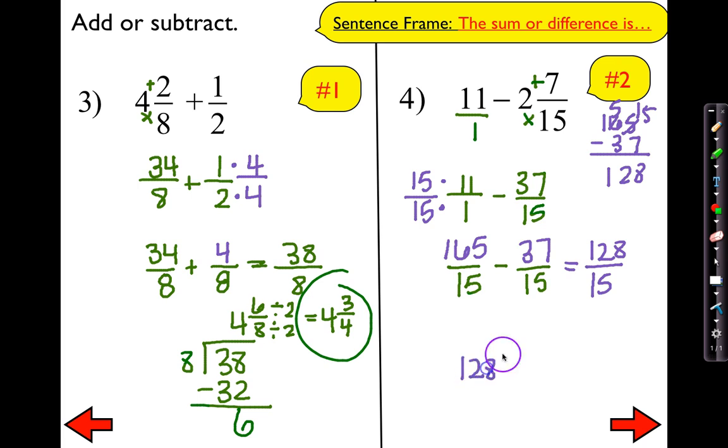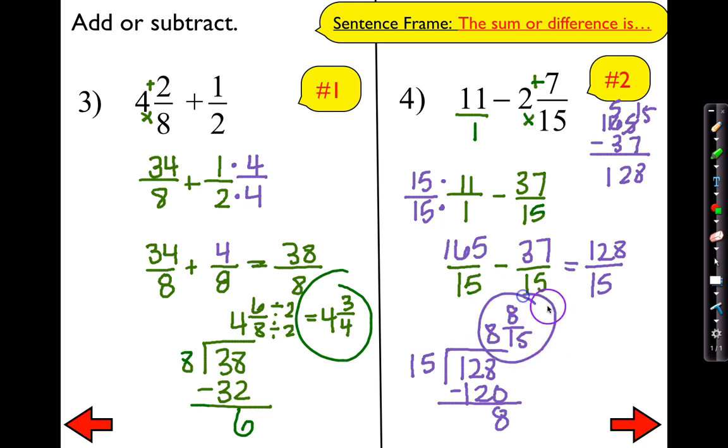So 128 divided by 15. About how many times will that go in? Well, it's going to go in about 8 times. Notice I am placing it under the 8 because it can only go into 128, not 12, not 1. So 8 times 15 is 120. It's going to leave me with the remainder of 8. So I'm going to be left with 8 and 8/15. That would be my final answer. Why? Because this is already reduced. So hopefully you got those right.